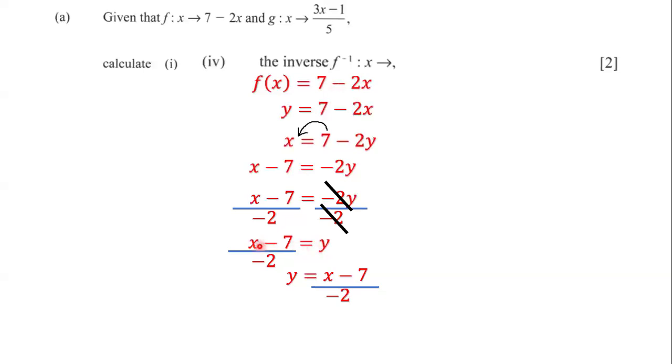So y is equal to x minus 7 all over negative 2. But what is y? Y is equal to f inverse. And so f inverse of x is equal to x minus 7 all over negative 2. And that's f inverse of x.